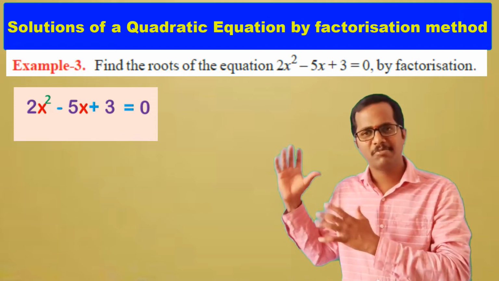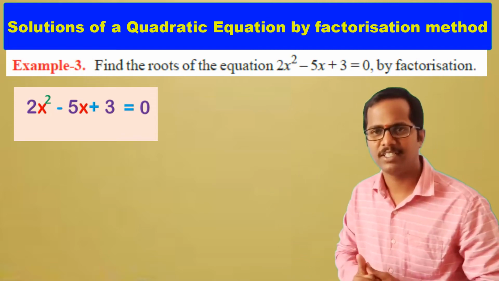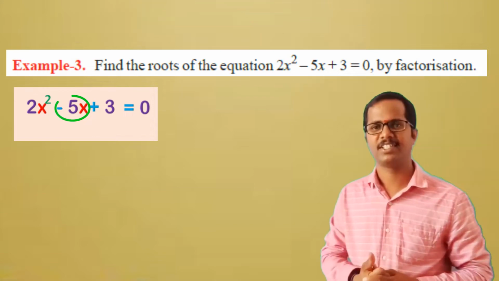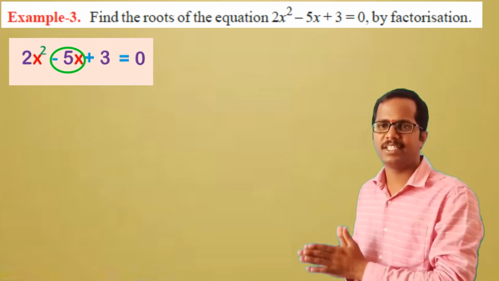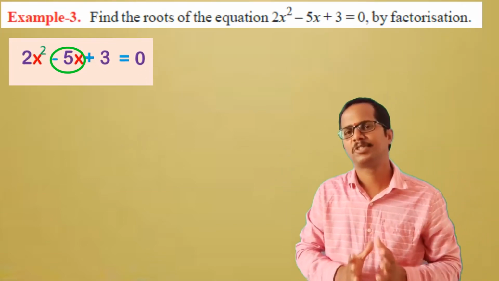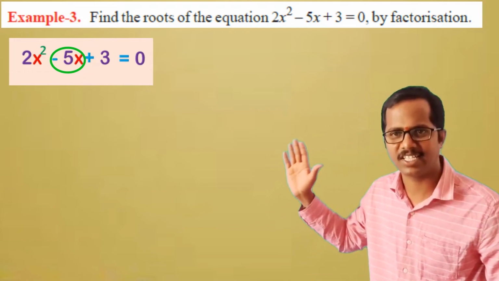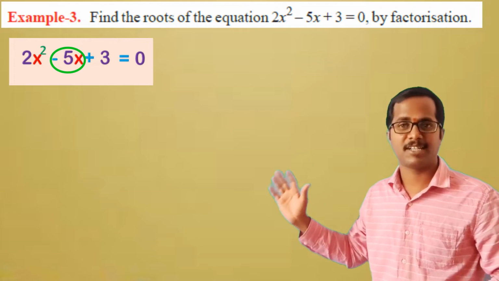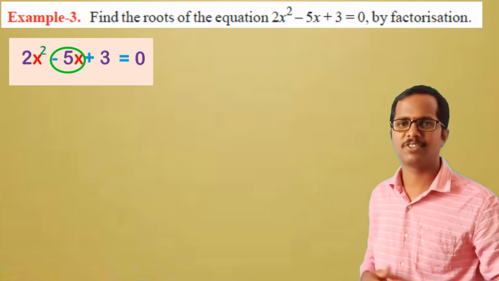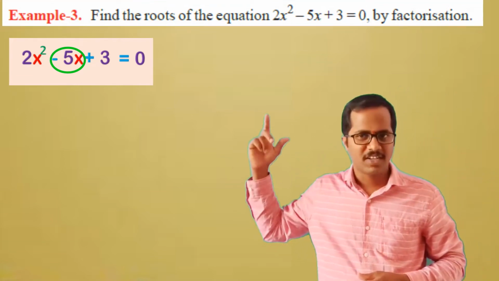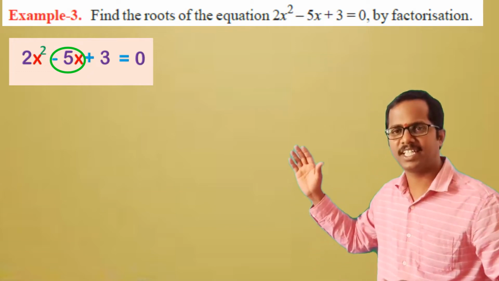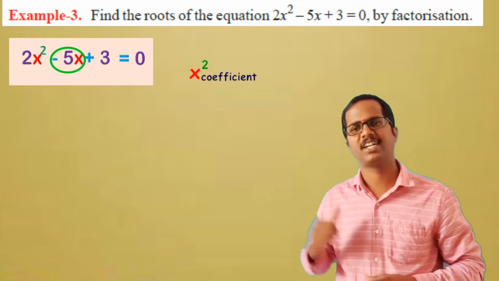So we need to split the middle term. What is the middle term here? We have minus 5x. So to split the middle term minus 5x, we need to take a suitable pair of factors for the product of x square coefficient and constant, such that the sum of those factors must be equal to the coefficient of x.